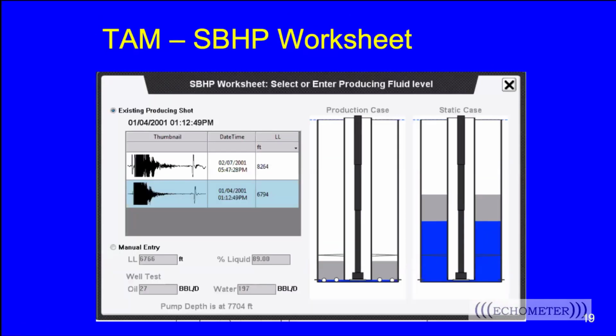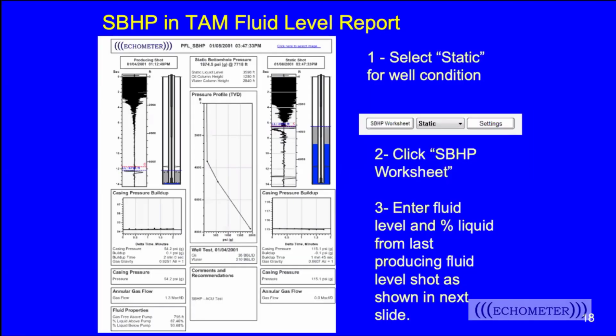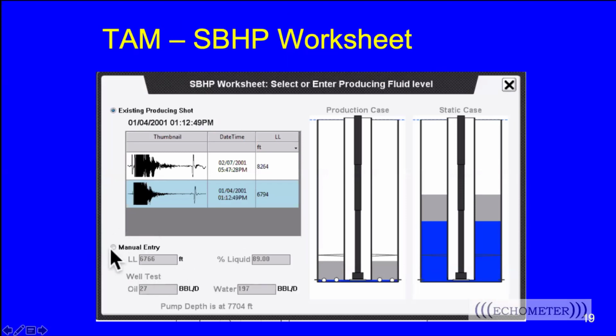So as I mentioned, in a few minutes, Gustavo is going to go through this in TAM, but we see we have the production case in the worksheet and then the static case. And what you can do is select the producing shot you had right before you shut the well in, as was used in the report that we looked at a minute ago. If you don't have that producing shot, you can manually enter the liquid level, the percent liquid in the column, so it knows what percent of the column is liquid and gas, and you can manually input the well test prior to that. And that will help it calculate the amount of oil and water in the gas. If you have the producing shot, it's a lot easier because it pulls all that information out of the producing shot.